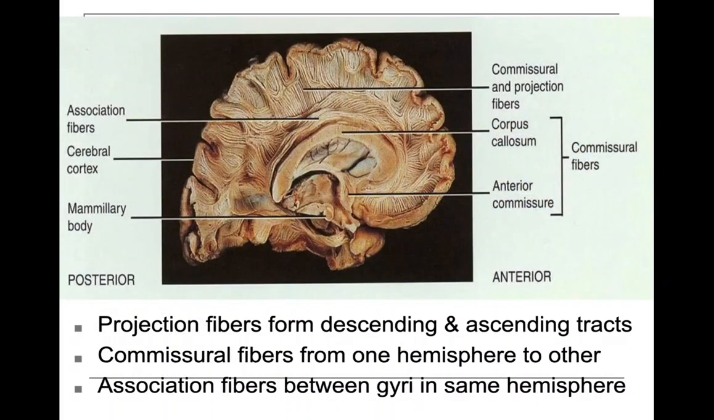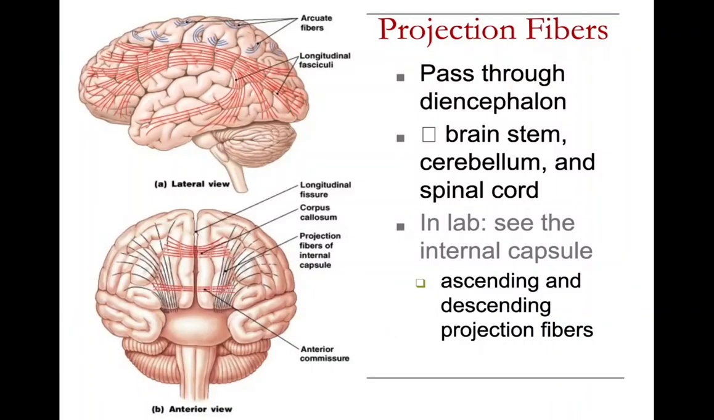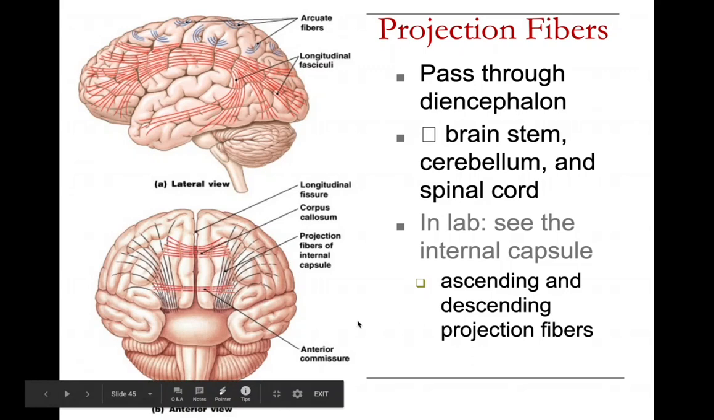Here you can actually see these fibers: projection fibers from the descending and ascending tracts, commissural fibers from one hemisphere to another, and association fibers between the gyri in the same hemisphere. And then we can see more of the fibers here in red. Projection fibers pass through the diencephalon, the brainstem, the cerebellum, and spinal cord. And then we have your ascending and descending projection fibers.